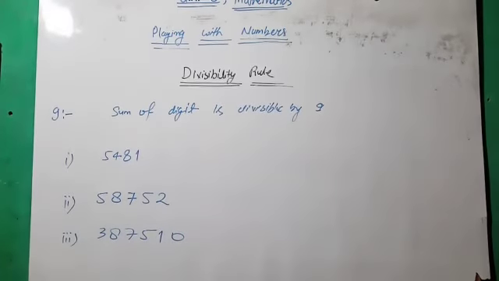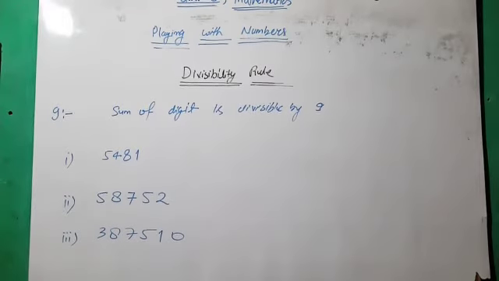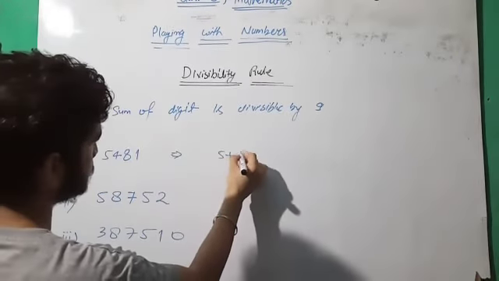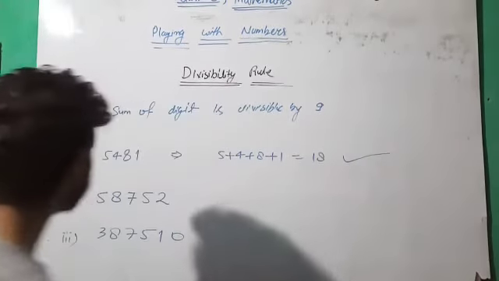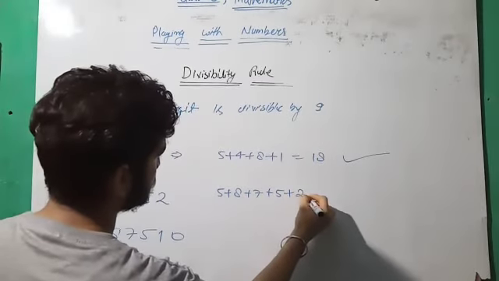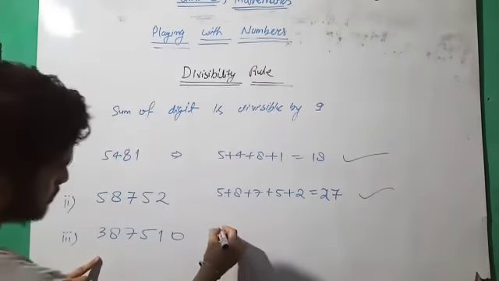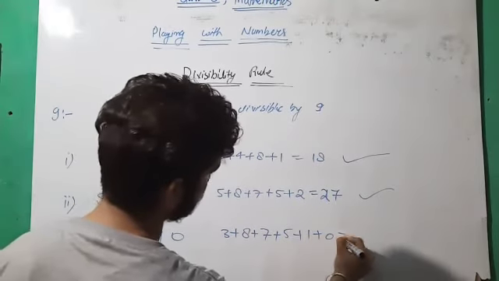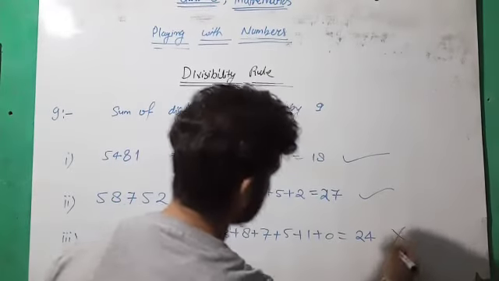Okay, now the divisibility of 9. It is the same as the divisibility of 3: if the digital sum is in the table of 9, that number is divisible by 9. First check out the digital sum. 5 plus 2 plus 4 plus 8 plus 1, that is 20... 18. So the number is divisible by 9. Second one, 5 plus 8 plus 7 plus 5 plus 2, 27, number is divisible. Last one, 3 plus 8 plus 7 plus 5 plus 1 plus 0, 24, the number is not divisible by 9.